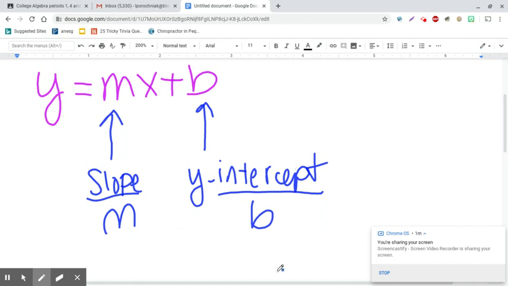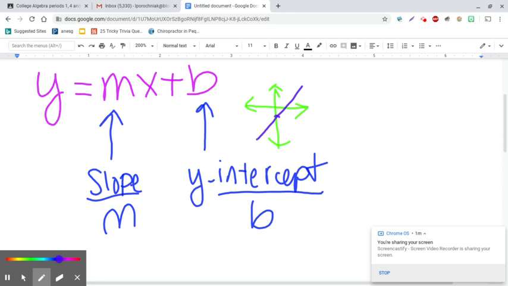Now, what is the y-intercept? We brushed up on this a little bit before. Let's say this is a graph. Your y-intercept is where your line crosses the y-axis. So right here, our y-intercept would be there, because that's where it crosses our y-axis, which is up and down.